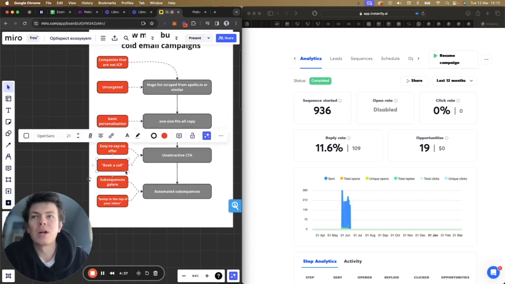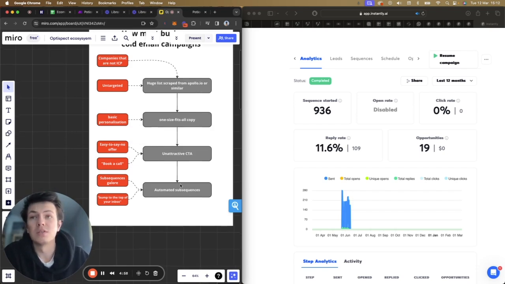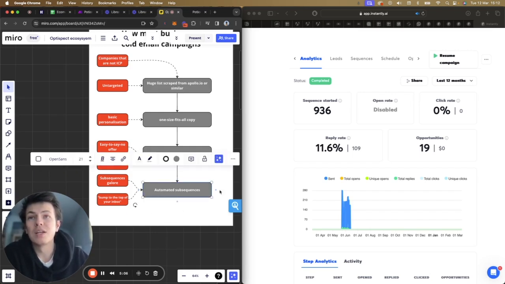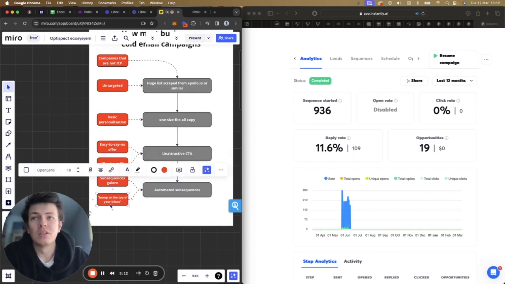On top of that, people are asking to book a call in the first email, which again, that's super easy to say no to. Why would I want to talk with you? I don't know you. Who even are you? What do you do? That's not how you generate meetings and generate interest for your business. Okay. And then if by some magic you get positive replies, you throw them in automated subsequences, which completely kills your momentum. And you've probably seen phrases like this, or even use them yourself. Bump to the top of your inbox, blah blah blah.